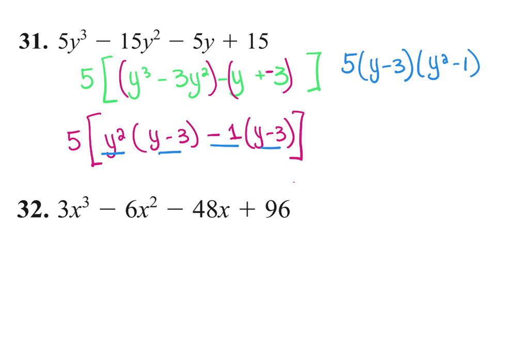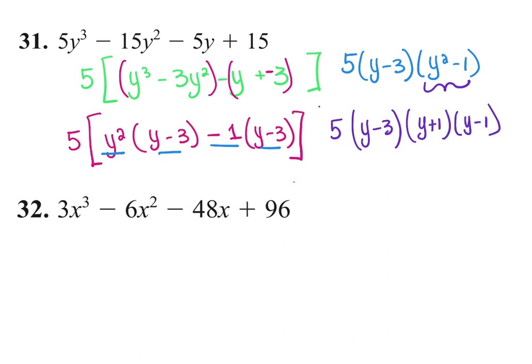And what do I do from here? Right here, perfect square. Yeah, difference of two squares. So I'm going to say 5. Leave your y minus 3 alone. We have a y plus 1 and a y minus 1. And that's what your answer should have looked like right there.